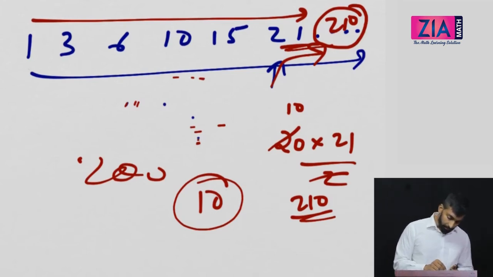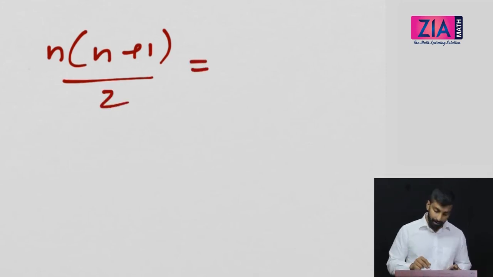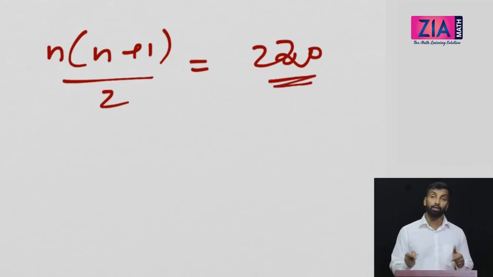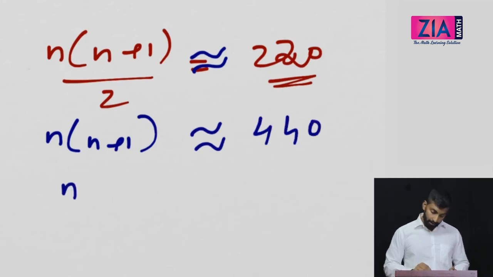Otherwise, what I am trying to do is find n into n plus 1 by 2, and I am getting 220, right? I know this is not correct, but it is an approximate value because he added one page extra, so I can mark it as approximately equal to 220. Now that means n into n plus 1 is approximately equal to 440. So n square plus n is approximately equal to 440.